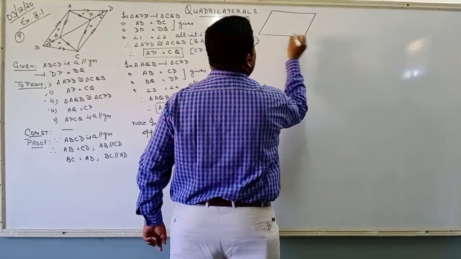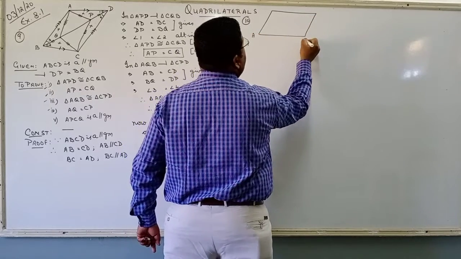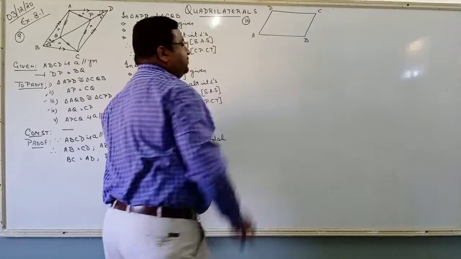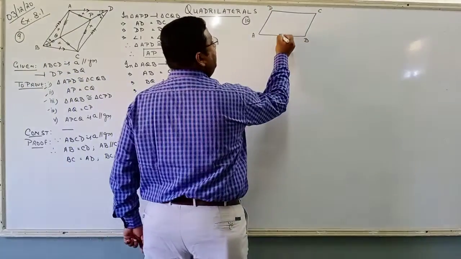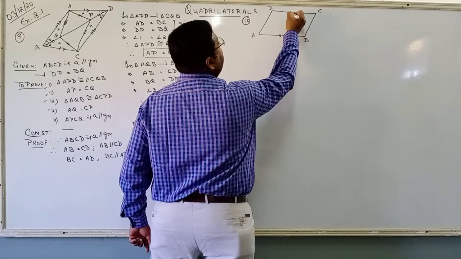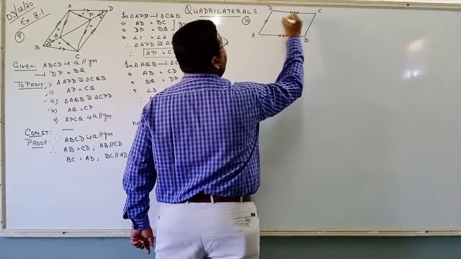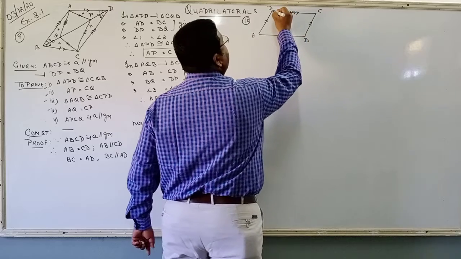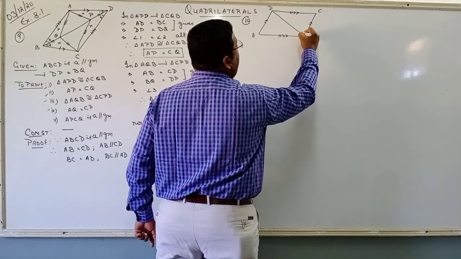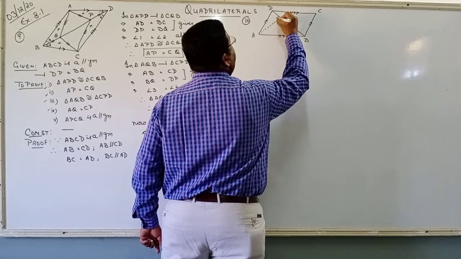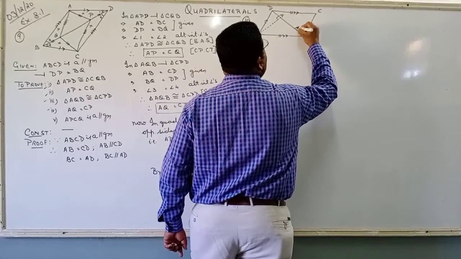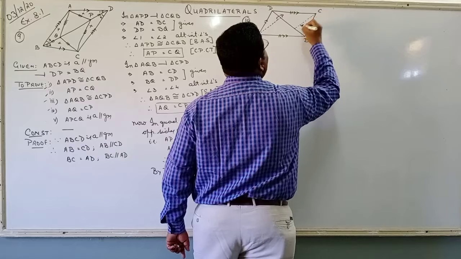ABCD is a parallelogram. A, B, C, D. I suppose it is marked in such manner. Yes. And it is a parallelogram, so opposite sides are equal and parallel. Let us mark over here, so it is convenient for us. And then AP and CQ are perpendiculars. AP is perpendicular on the diagonal and CQ is perpendicular on the diagonal.